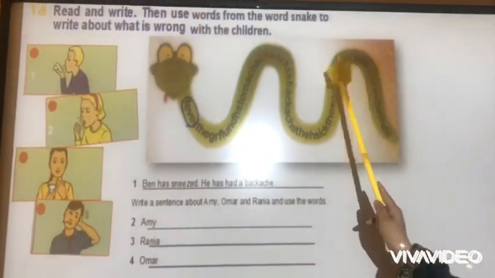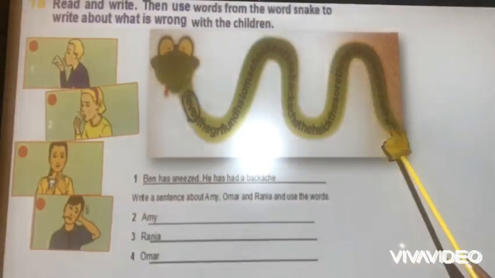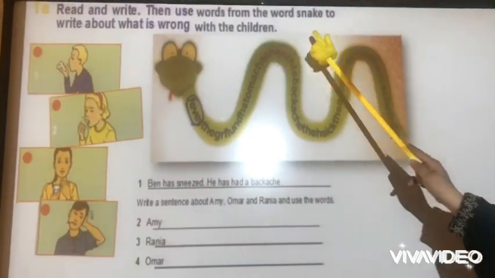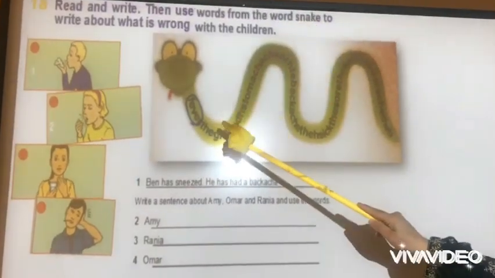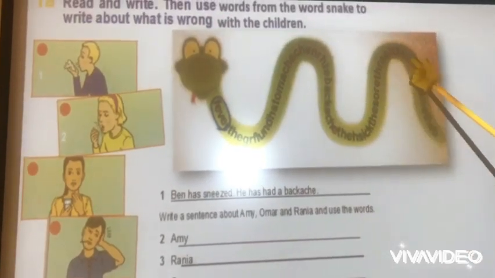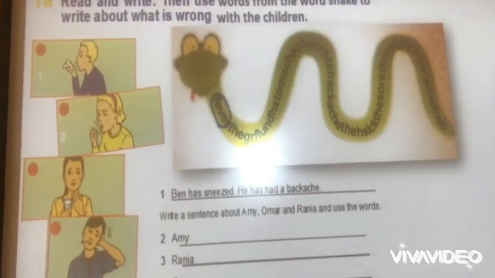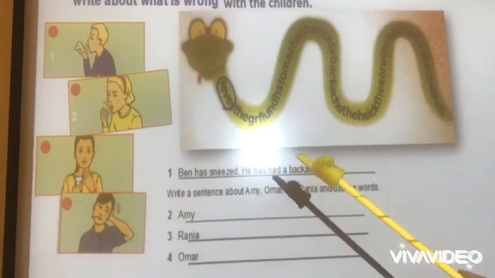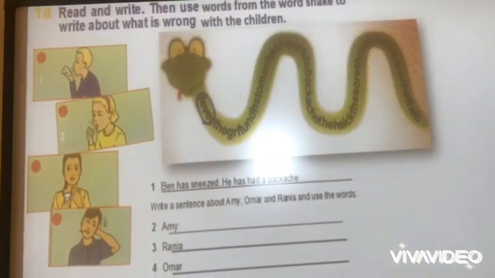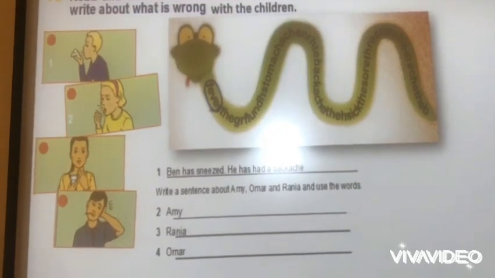First, I want you to look at this picture. What can you see here? I can see a snake, but why did they call it a word snake? Because in this snake we have some hidden words. I want you to find the hidden words and circle them. I will give you 1 minute to find them.